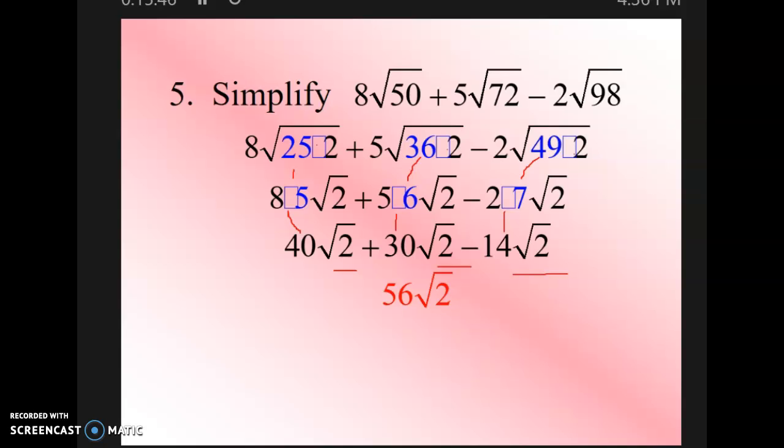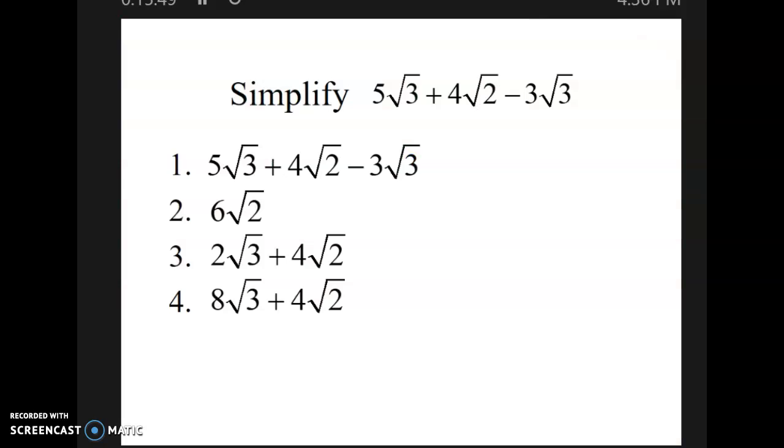All right, on the next slide, these are answer choices. So you are simplifying 5 square root 3 plus 4 square root 2 minus 3 square root 3. You're going to combine your two like terms, 5 square root 3 and negative 3 square root 3. 5 minus 3 is 2. So we have 2 square root 3 plus 4 square root 2. Your final answer is this one.